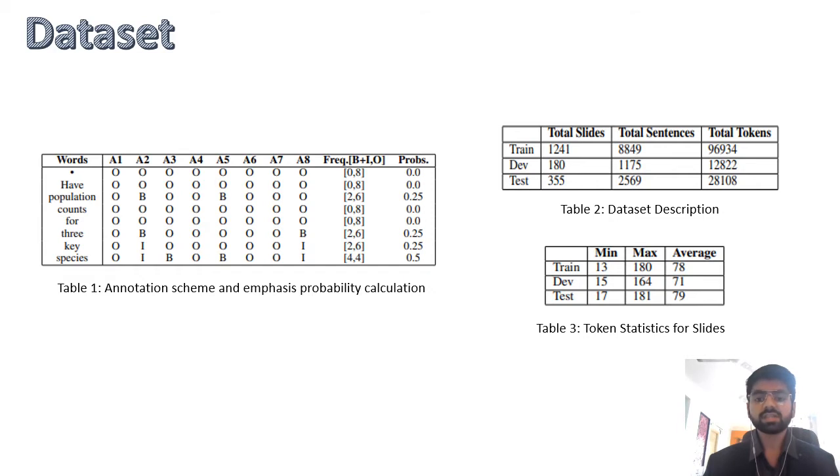In table 3, we can see the average, min, and max length of the instances which were the slides in the train, dev, and test sets. As we can see, the minimum length of the slides ranged between 13 to 180 with an average length of 78 in the train set. Statistics about the dev and test can also be seen in table 3.